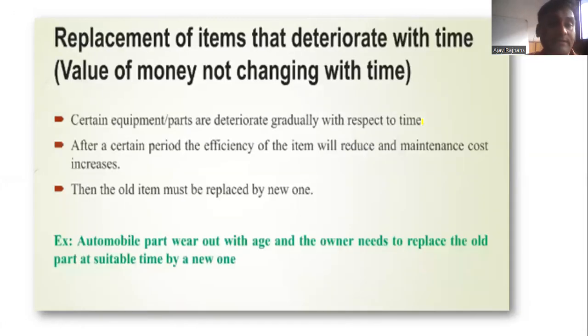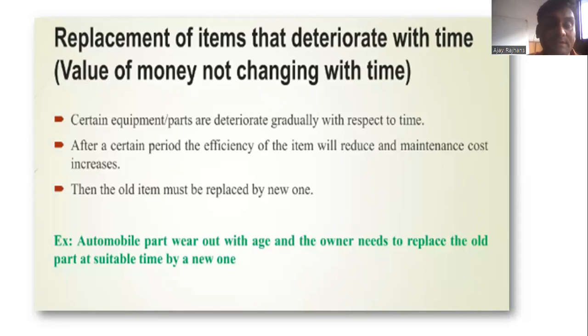If we see, after that there is replacement of items that deteriorate with time, where the value of money does not change with time. As I am saying, if you purchase gold, the value of the money may or may not change, but according to the change, it does not have less value to you.